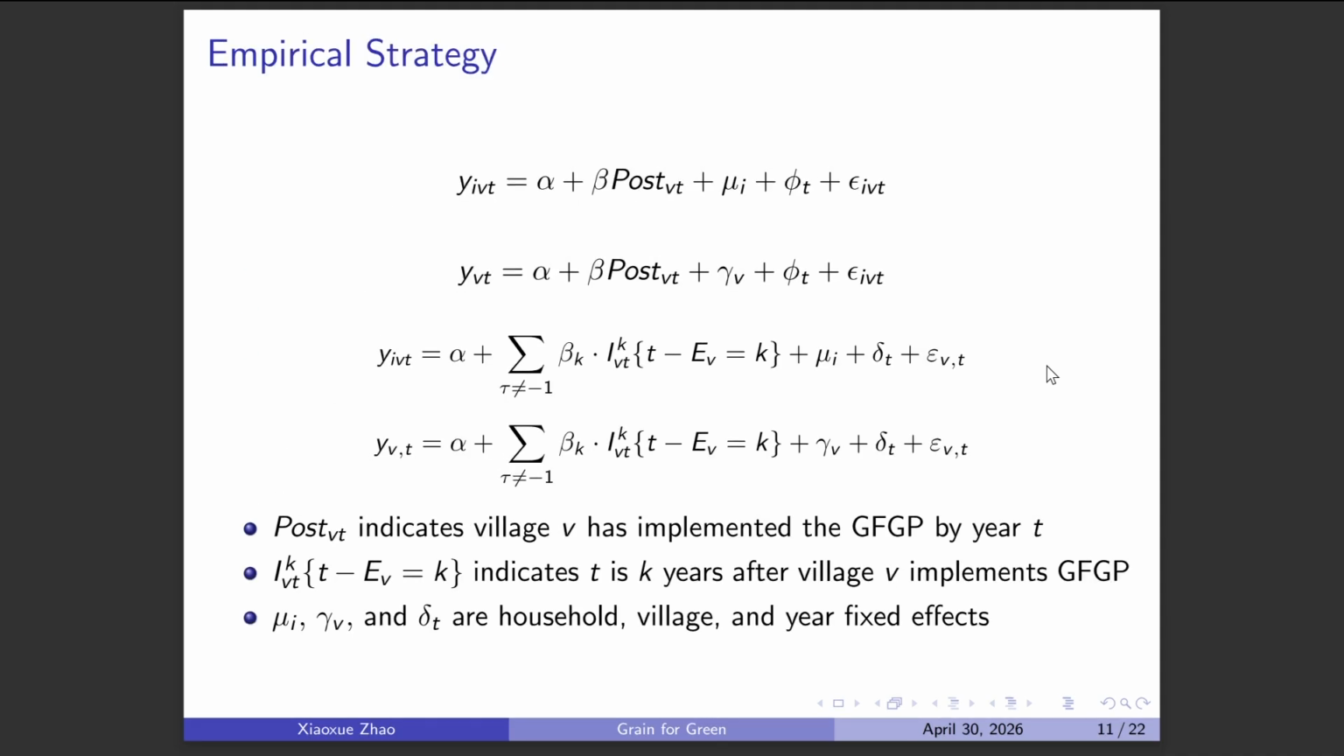In order to examine the causal effects of the Grain for Grain program, we estimate a difference-in-differences model in which we regress a household or village outcome in a particular year against a post-dummy, which indicates whether the program has been implemented within the village, while controlling for year fixed effects, as well as either household or village fixed effects, depending on whether the outcome is observed at the household or the village level. In addition, we also use event study regressions to estimate the dynamic effects of the program in order to support the parallel trends assumption underlying our model.